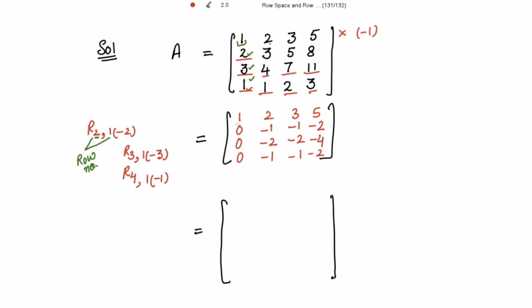So this first element now becomes our leading element for row 1. Now for the second row, I need to make this a leading element, and that leading entry should be 1.